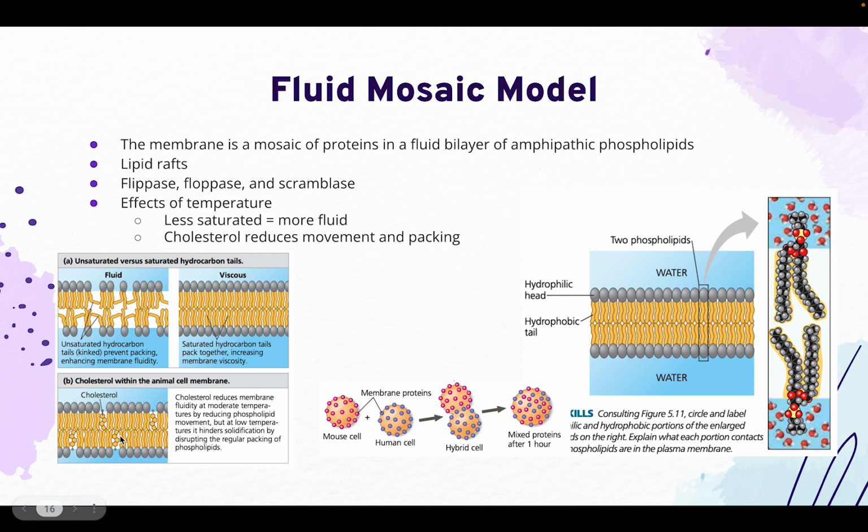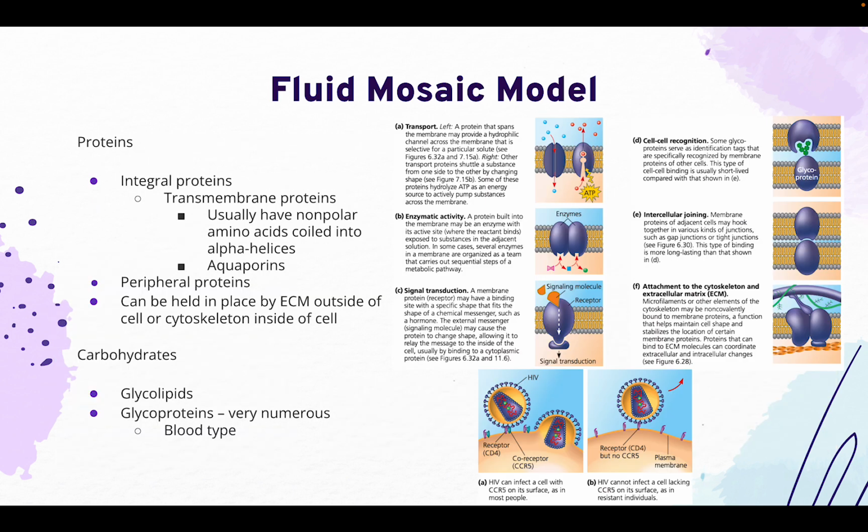And then this is just something else that you should know. There was this experiment where scientists took a mouse cell and a human cell, and they've got different membrane proteins, obviously. They fused the cells, and then after an hour, they realized that all the proteins were mixed up in that new fused cell. So that just shows that you indeed have a very fluid plasma membrane. So here's just some more.